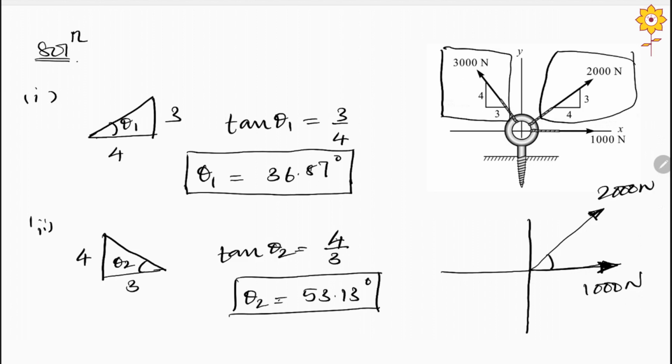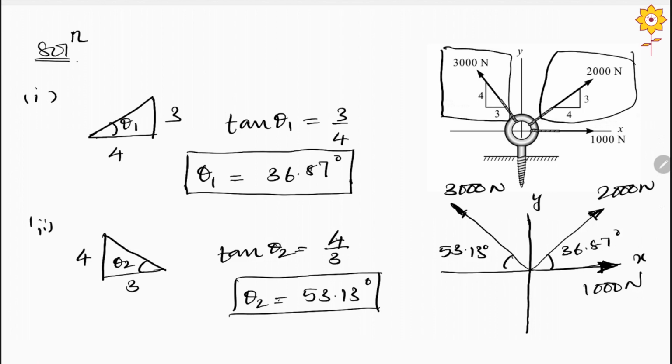The angle with the horizontal x axis is 36.87 degrees. And the third force is 3000 Newton, and the angle is theta 2, which is 53.13 degrees. Now if you see, this is a concurrent force system because all the forces are passing through a single point.